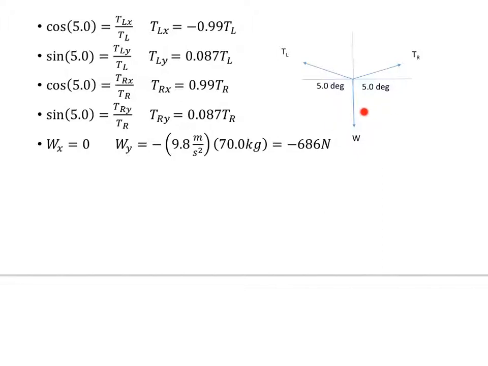Now we go to the weight here. Since it's acting vertically downward, the x component is 0. The y component is the magnitude of the weight. Remember, we've got to use weight here, not mass. So that's going to be 9.8 times 70, the mass, and it's negative because that's acting along the y-axis in the downward direction, so that is negative 686 newtons.